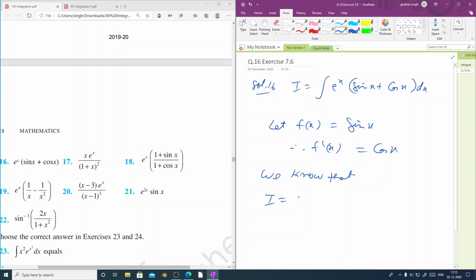And also we know that I equal to the integration of e raised to x [f(x) + f'(x)] dx is equal to e raised to x f(x) plus c. Only what we have to prove is that with f(x) we also have f'(x) in the bracket. So here we have proved that with sin x we also have cos x. So what is the answer of our question? Therefore I equal to e raised to x sin x plus c. So this is the answer of question number 16, and with this question number 16 is complete.